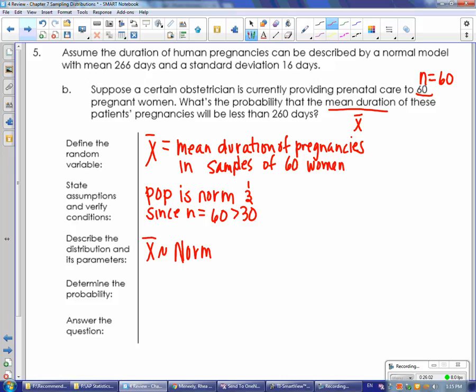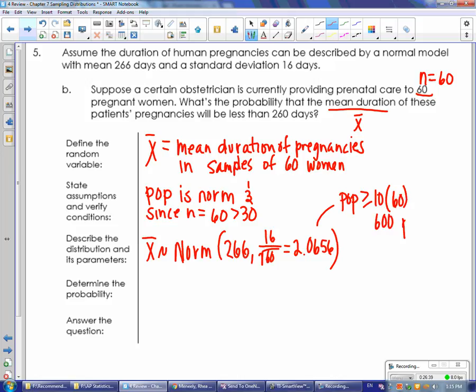Okay. And when I'm stating the parameters for my distribution, the mean is still going to be the 266. But this time my standard deviation will be 16 divided by the square root of 60. And that becomes 2.0656. And if I'm using this formula, I also have to remind myself that the population must be at least 10 times the sample size. So I'm looking at 600 pregnant women.